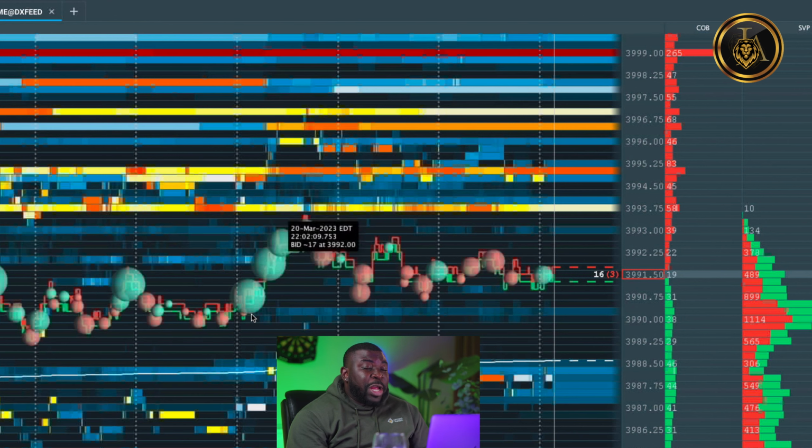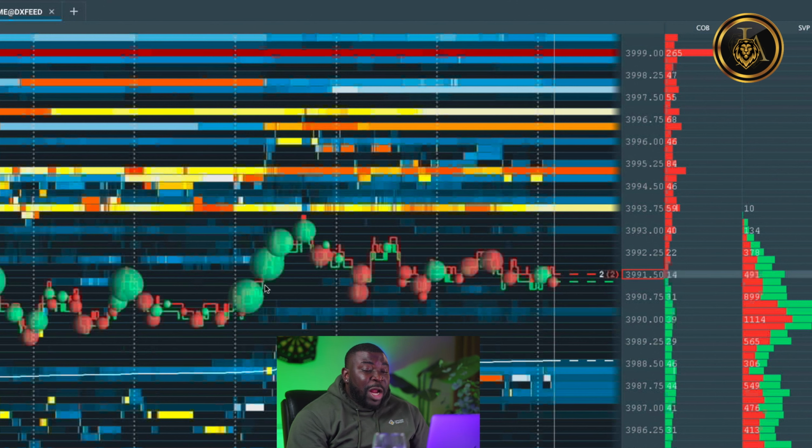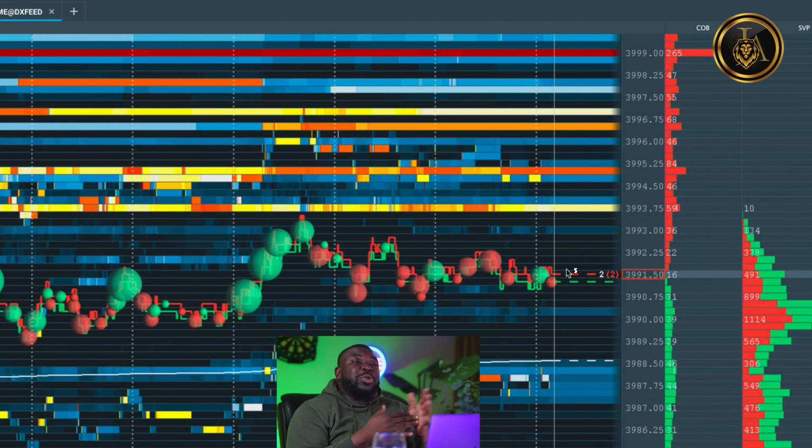And you see how these circles are getting bigger? Now you're seeing these circles starting to get bigger. That's letting me know that, listen, buying momentum might be trying to step in here and take us more to the upside. So that's how you use Bookmap, guys.